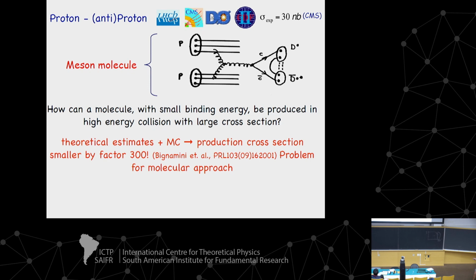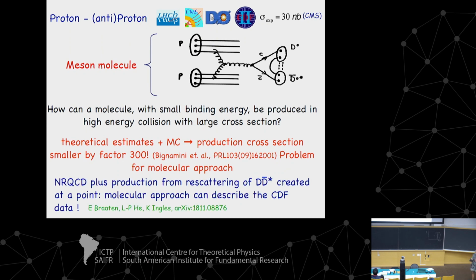And indeed, the first theoretical estimates for a molecular structure for the X production in these collisions give a cross-section that is 300 times smaller than the experimental one. However, there are other theoretical calculations that use other ingredients, and they can say that even in this case, we can find a cross-section that's compatible with the experimental one for a molecular state.